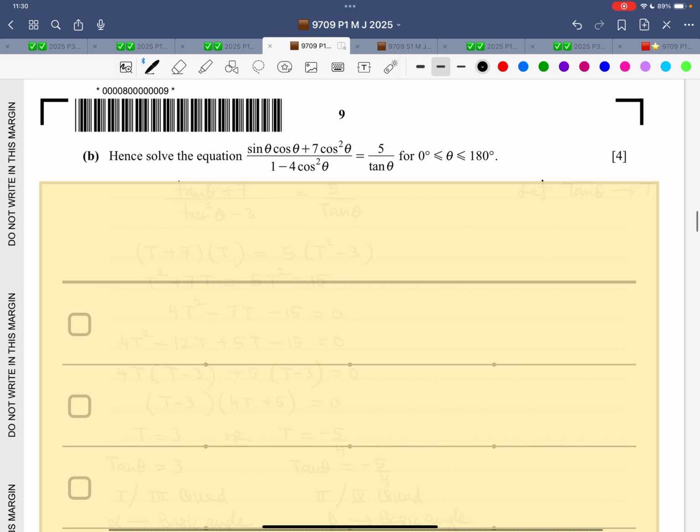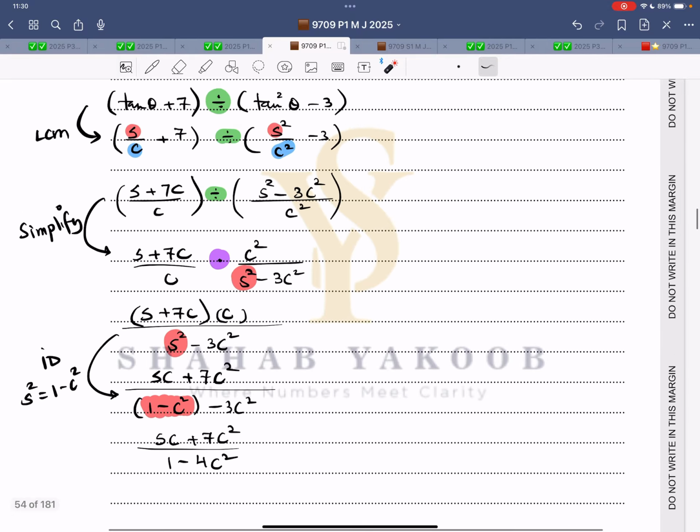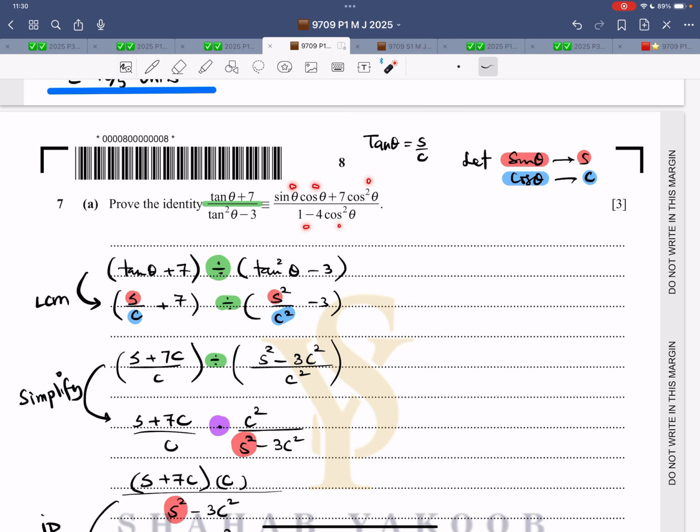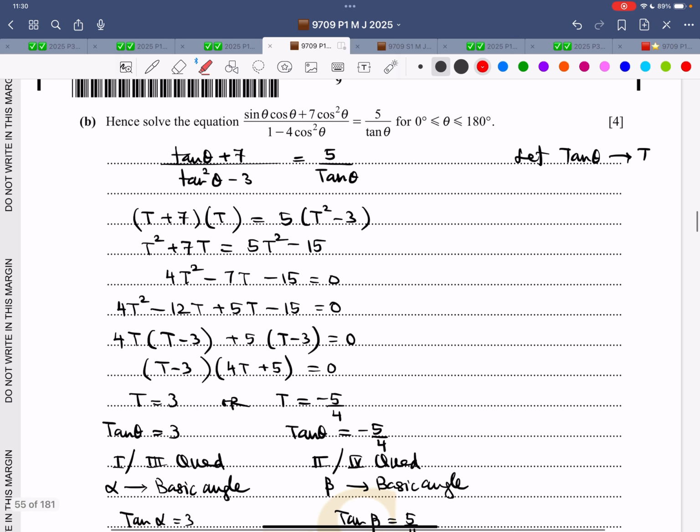Question number part B. Now it's asking us to solve this equation is equals to 5 over tan theta. Now, first of all, sine cos square, 1 minus cos square. This is sine cos square, 1 minus cos square. This is technically equals to this. So now what we do is that we do the replacement, and then we write that this thing over here, this sine theta, cos theta, 7 cos square theta, 1 minus 4 cos square theta, that is equals to this thing and this thing. This is the result of part 1, and then we equate it to this thing, which is 5 over tan theta.